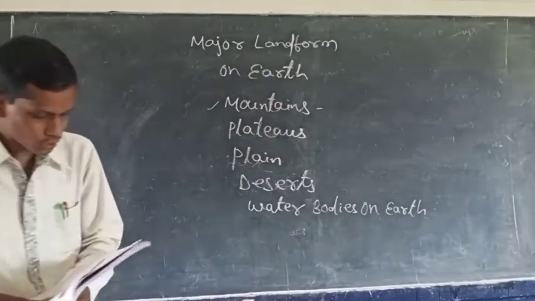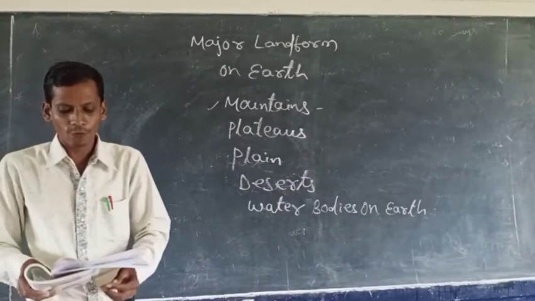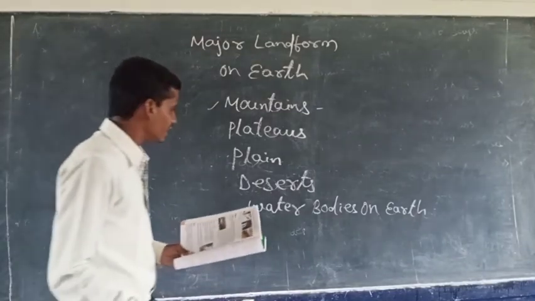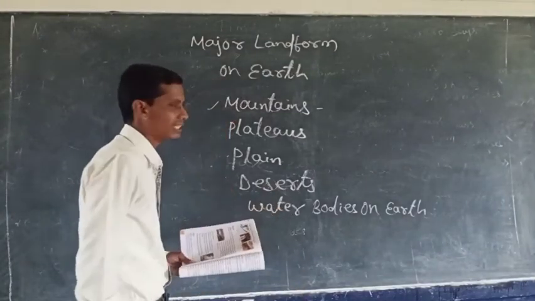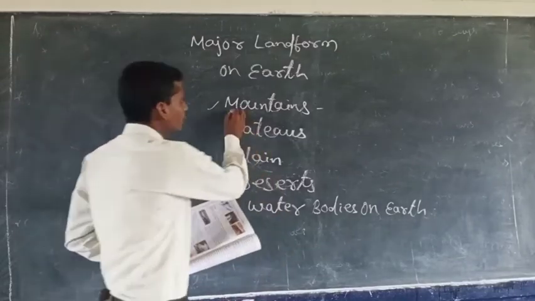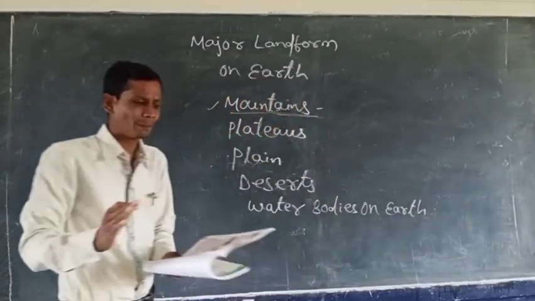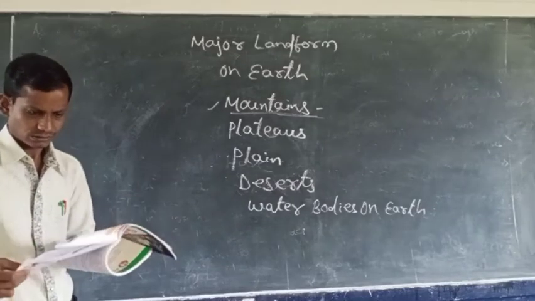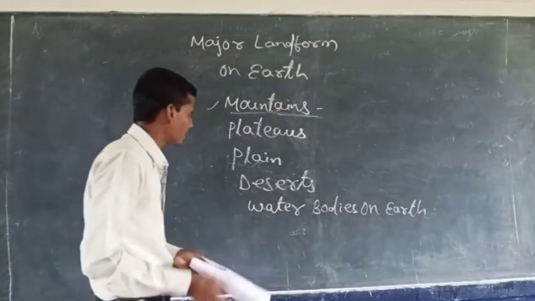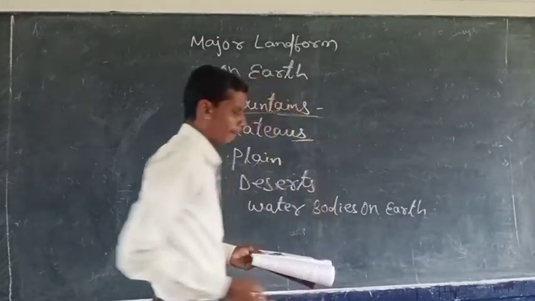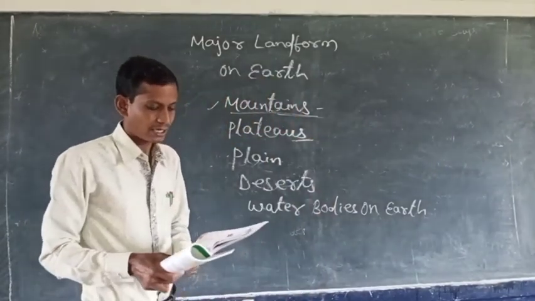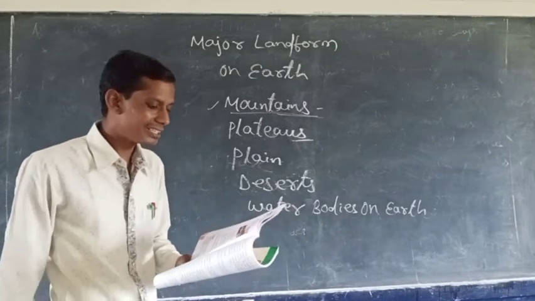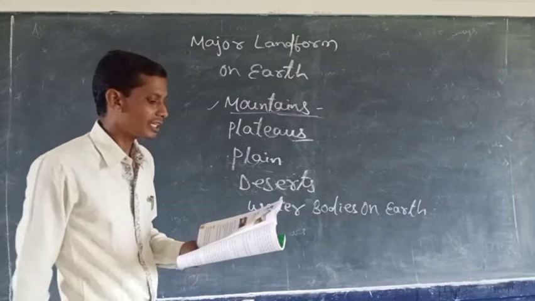Second one is the plateaus. A plateau is an area of flat land that is higher than the area around it. It is flat land but higher land. In a mountain we learned that the mountain has a peak at its top, but a plateau has a flat surface at its top and it is a higher area than the area around it.